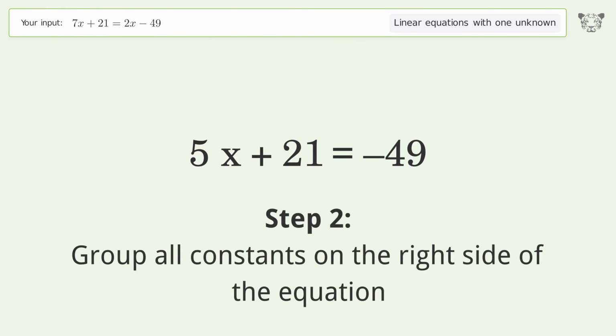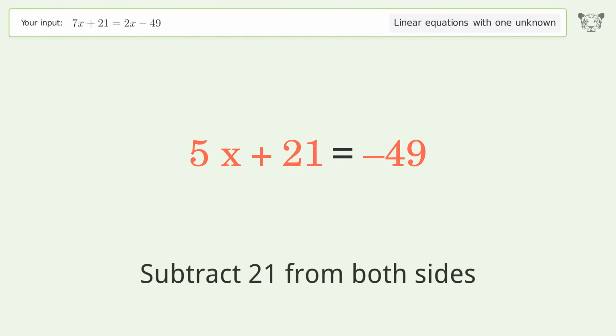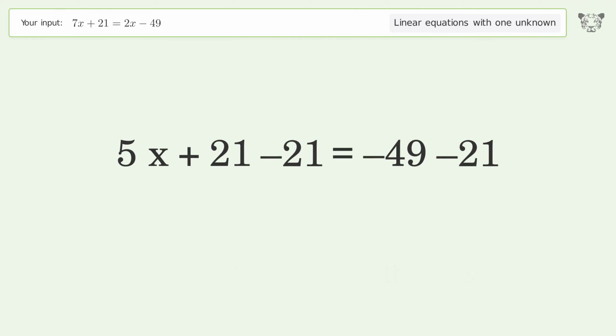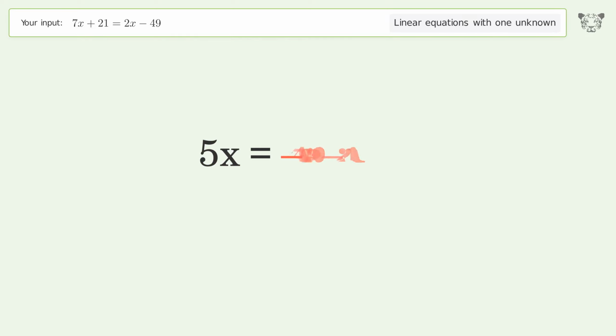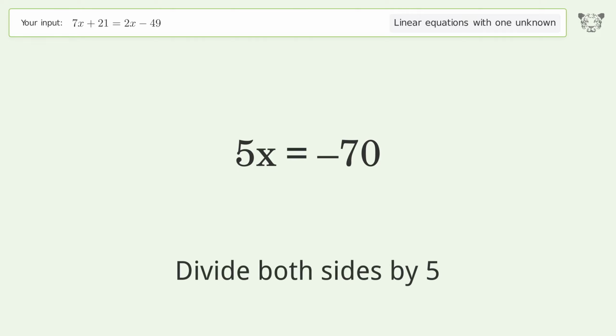Group all constants on the right side of the equation. Subtract 21 from both sides. Simplify the arithmetic. Isolate the x. Divide both sides by 5.